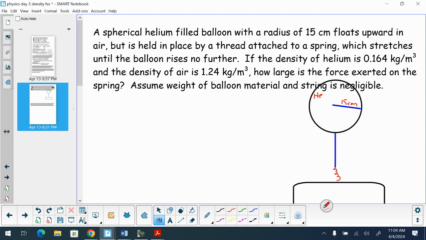It'll be fine. You have the force of gravity pulling downwards. You have the buoyant force pushing upwards. For helium balloons, the buoyant force is greater than the force of gravity on that balloon.